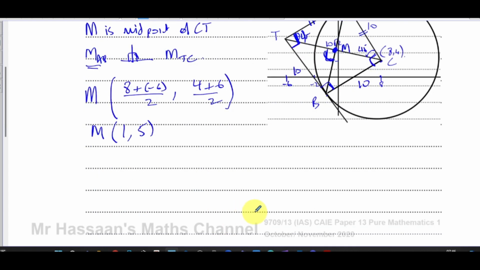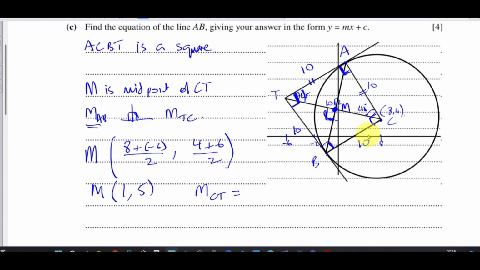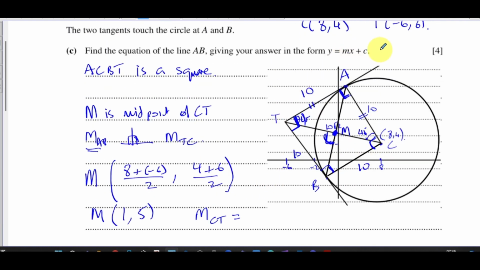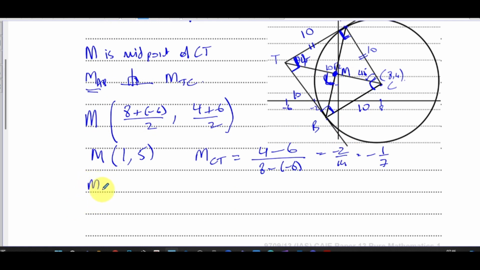And we know that the gradient of CT is equal to the change in y between C and T over the change in x. The change in y is 4 minus 6 over the change in x, which is 8 minus -6, which is going to be minus 2 over 14, which is negative 1 over 7. So the gradient of this line is negative 1 over 7. Therefore, the gradient of our line AB is going to be the negative reciprocal of this, which is going to be 7. So we know that these are the important points: that's the gradient of the line AB, and that's the point on the line AB.